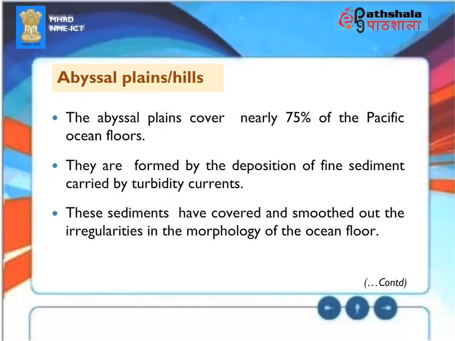The abyssal plains cover nearly 75% of the Pacific Ocean floors. They are formed by the deposition of fine sediment carried by turbidity currents. These sediments have covered and smoothed out the irregularities in the morphology of the ocean floor.